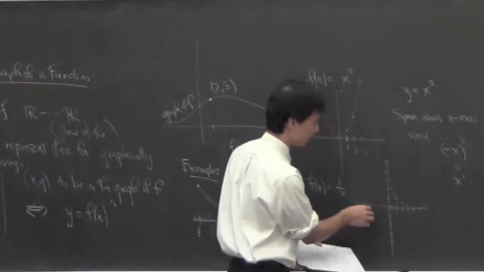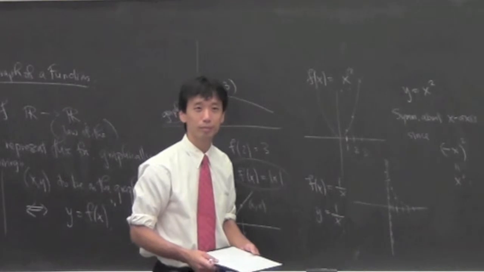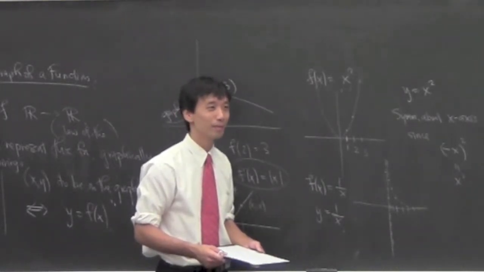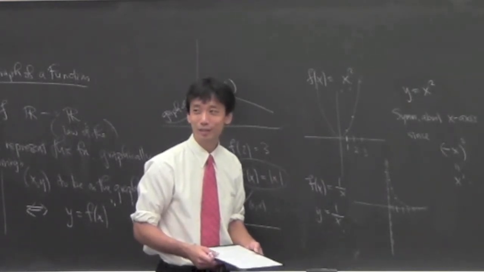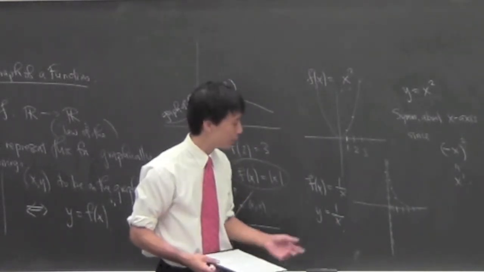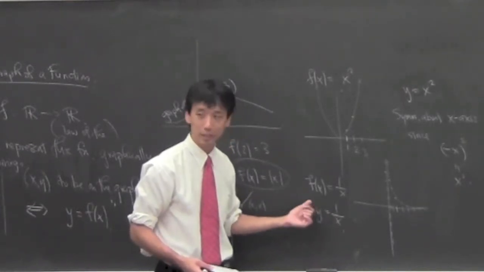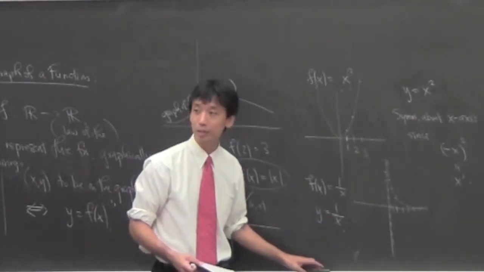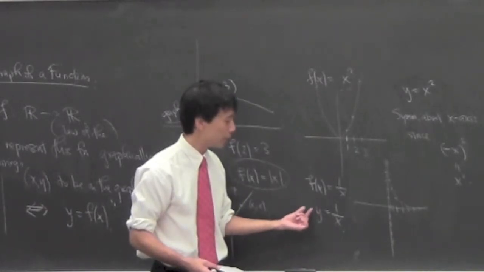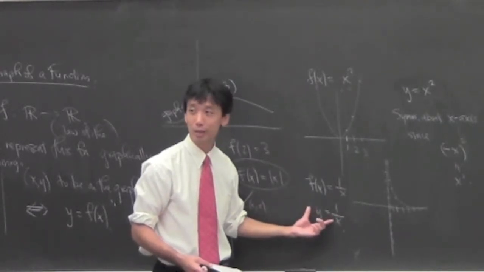Right, y equals 1 over x. What kind of symmetry does it have? If I replace x by negative x, things change. If I replace y by negative y, again, things change. If I replace them both by their negatives, then I actually get the same equation, because I'll get negative y equals 1 over negative x, which is the same equation as y equals 1 over x.